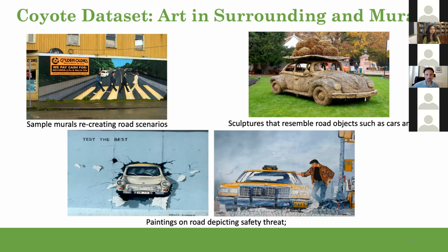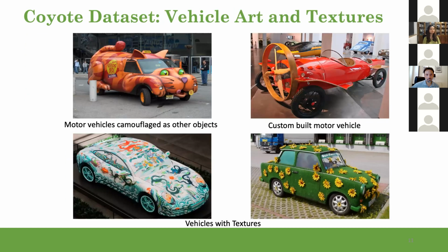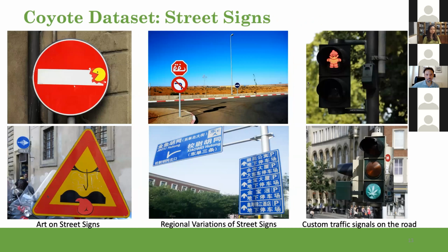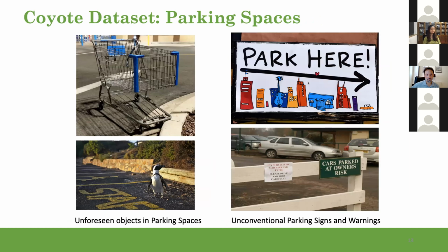I will rush through the examples. These are some samples from the Coyote data set for art in surroundings and murals. So these are samples where we collected what an autonomous vehicle will do when it sees such images on the road or beside the road. These are from vehicle art and texture, like if this is driving on a road, what will it do. On-road scenarios: animals or birds, completely snowy roads, or billboards on the signboard. Street signs modified by artists or kids or with designs specific to countries. Parking spaces, for example, images showing the presence of an unseen object on a parking space, or non-standard signs and warnings to the drivers.